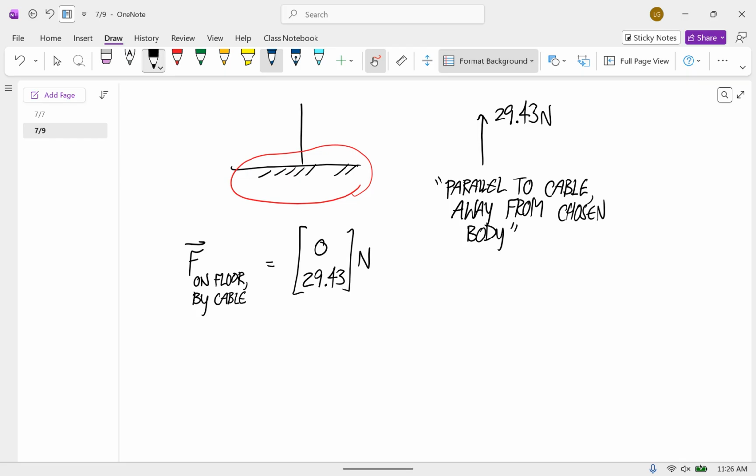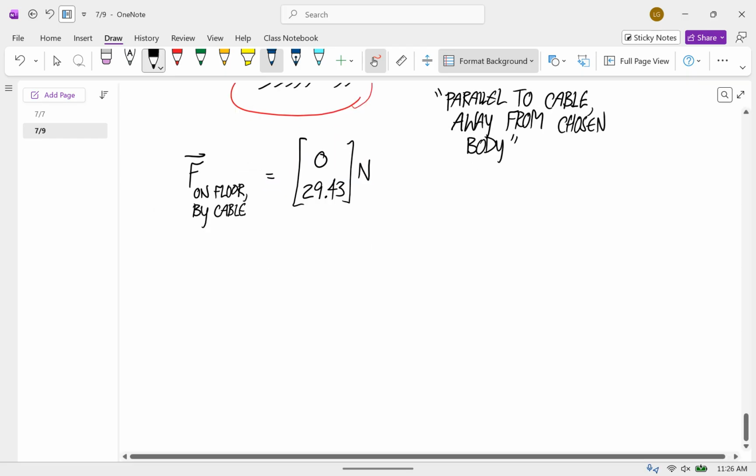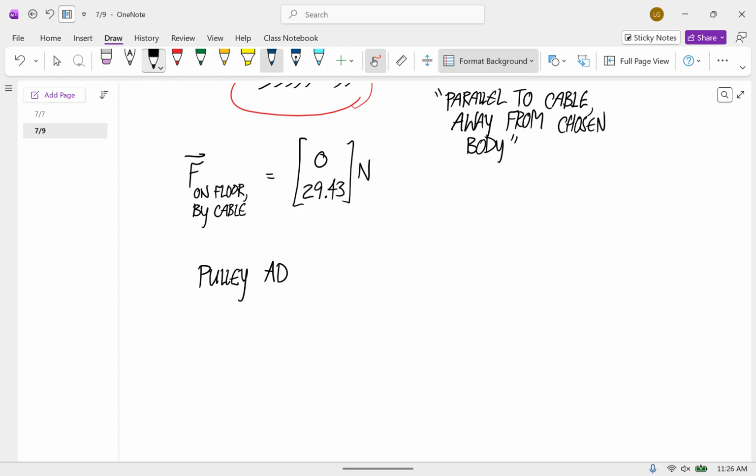Okay, now I want to do one last one, and this is about pulley advantage. And maybe some of you saw this in Physics 1, but I would definitely guess not all of you did.